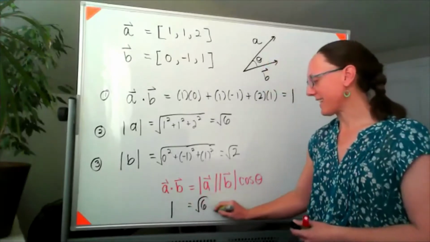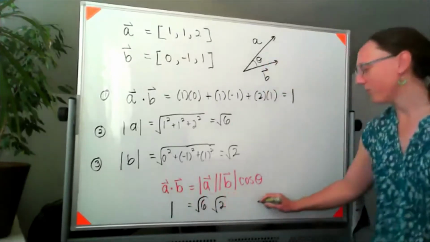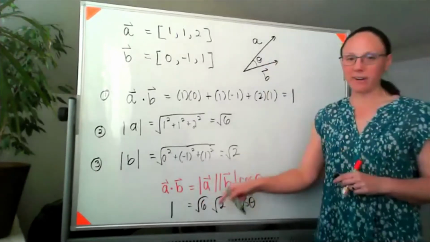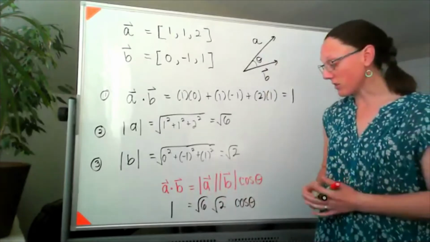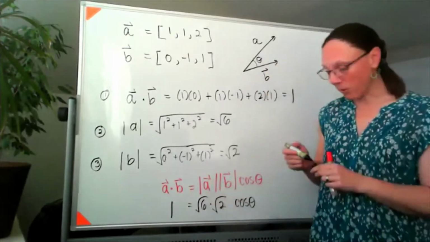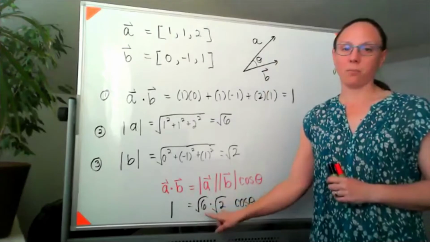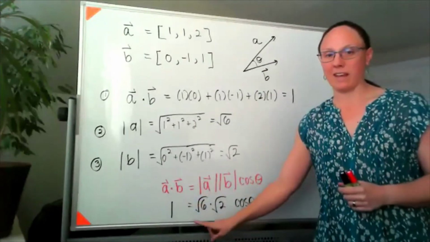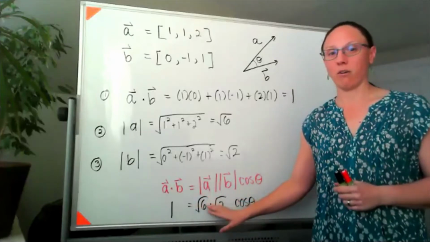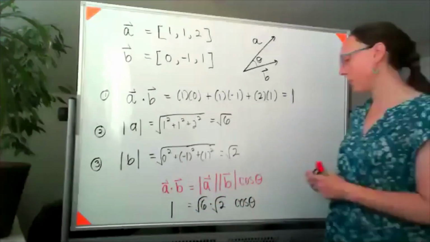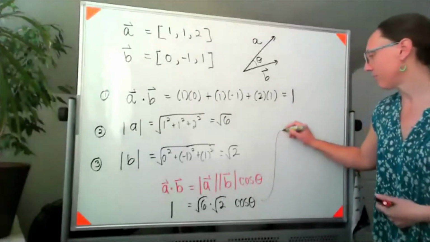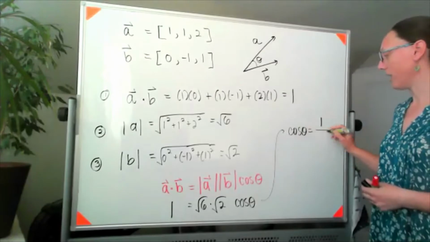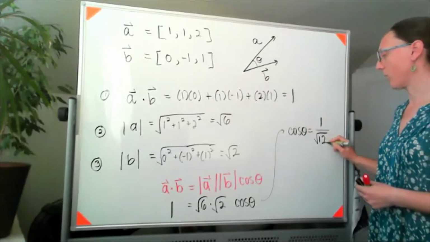Length of A was square root of 6. Length of B was square root of 2. And then we have cosine of theta. Well, if I rearrange that equation, first of all, quick reminder, if I'm multiplying two things that are both square rooted, I can squeeze those together under a single square root. So that can be written as the square root of 12. So if I get the cosine by itself, then cosine of theta would be equal to 1 divided by the square root of 12.